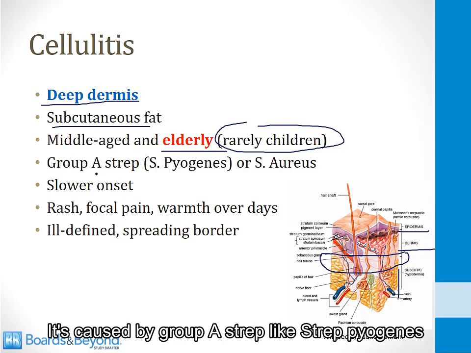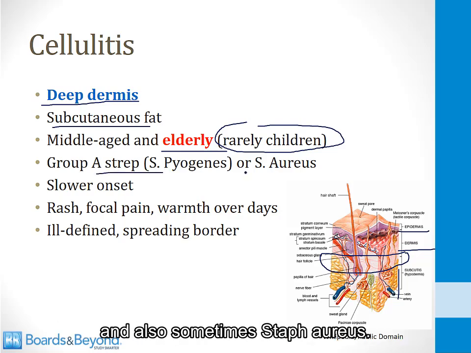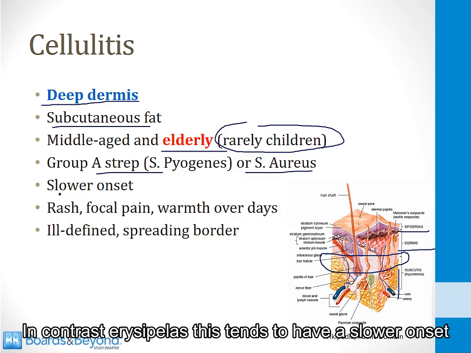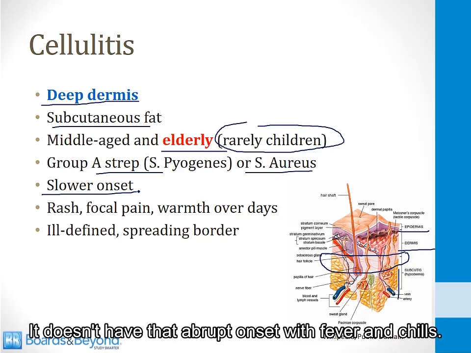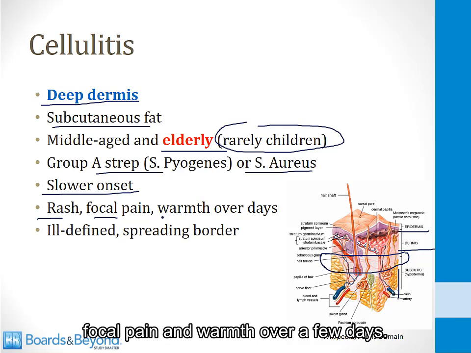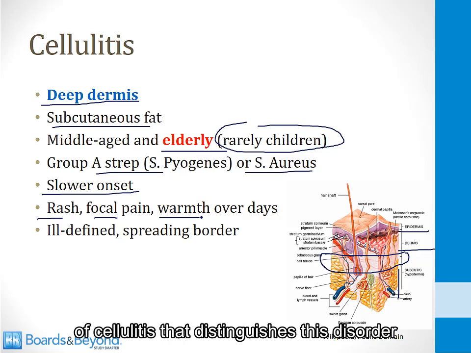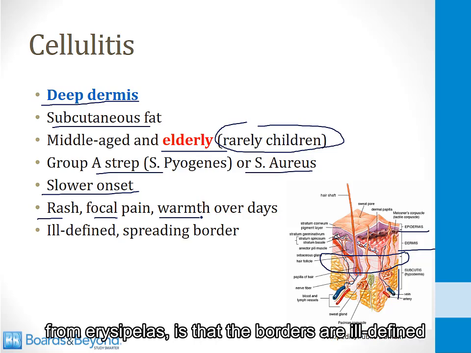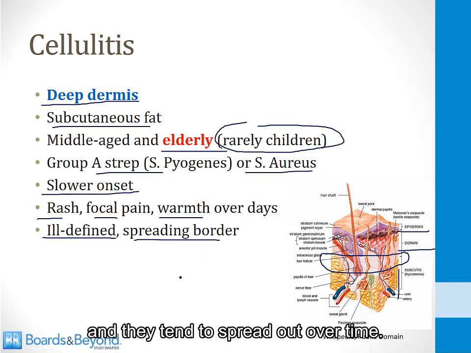It's caused by group A strep, like strep pyogenes, and also sometimes Staph aureus. In contrast to erysipelas, this tends to have a slower onset. It doesn't have that abrupt onset with fever and chills. A slower onset of a rash, focal pain, and warmth over a few days. And then another classic feature of cellulitis that distinguishes this disorder from erysipelas is that the borders are ill-defined and they tend to spread out over time.